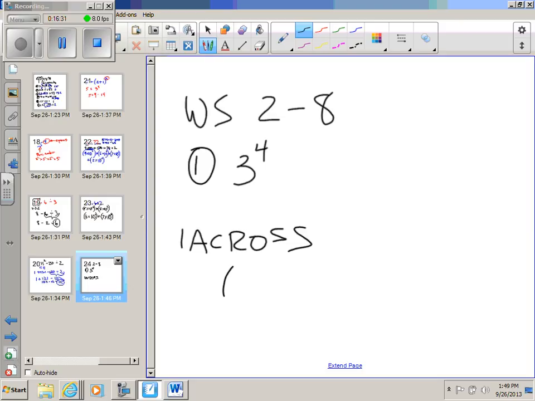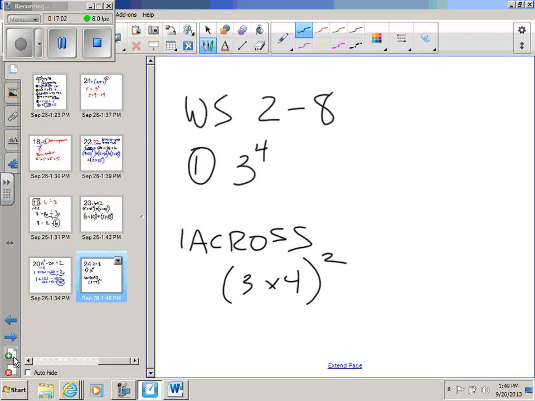And it's 3 times 4 squared. Parentheses, 3 times 4 is 12. 12 squared, 12 times 12, 144. So, right in the box where it says 1, going across, a 1, 4, 4. Okay?